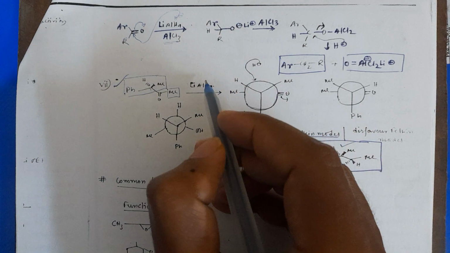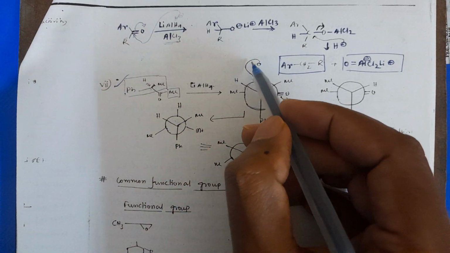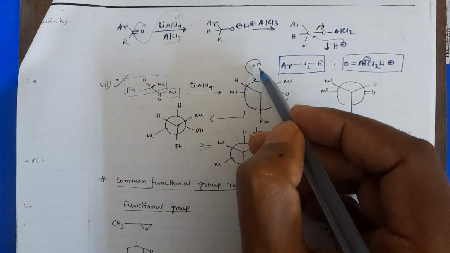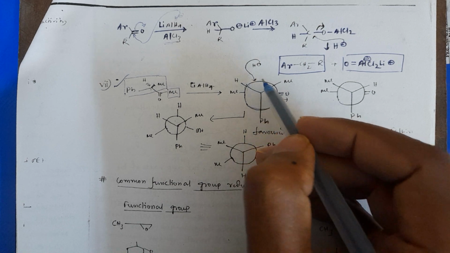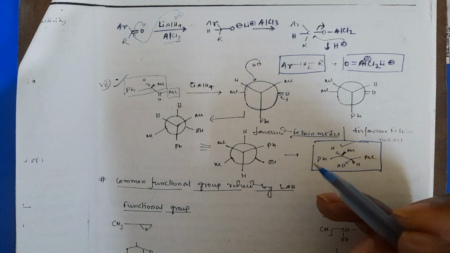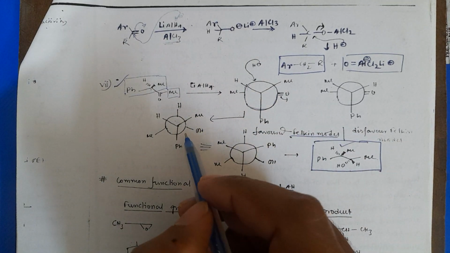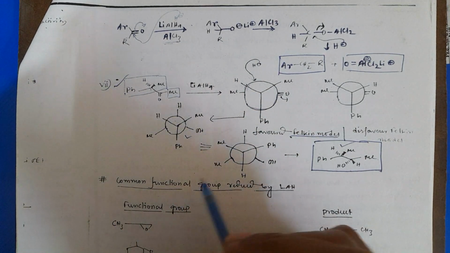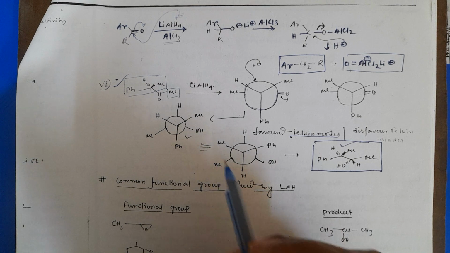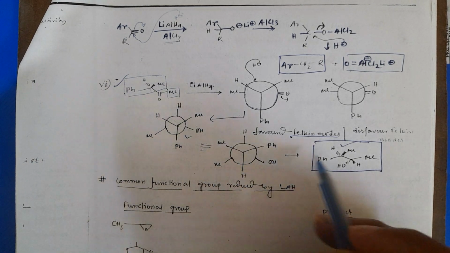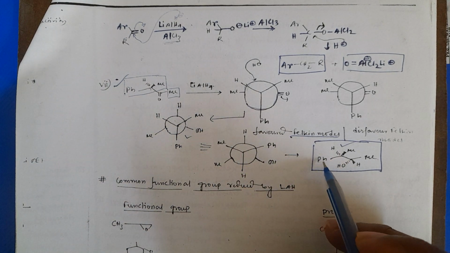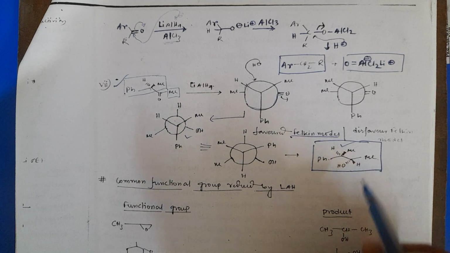Now the hydride will come through the less hindered side, so it will attack over there and this bond opens up, and as a whole it provides this product. Now if you convert it from the Newman projection to the Fischer projection formula, ultimately it gives this product.